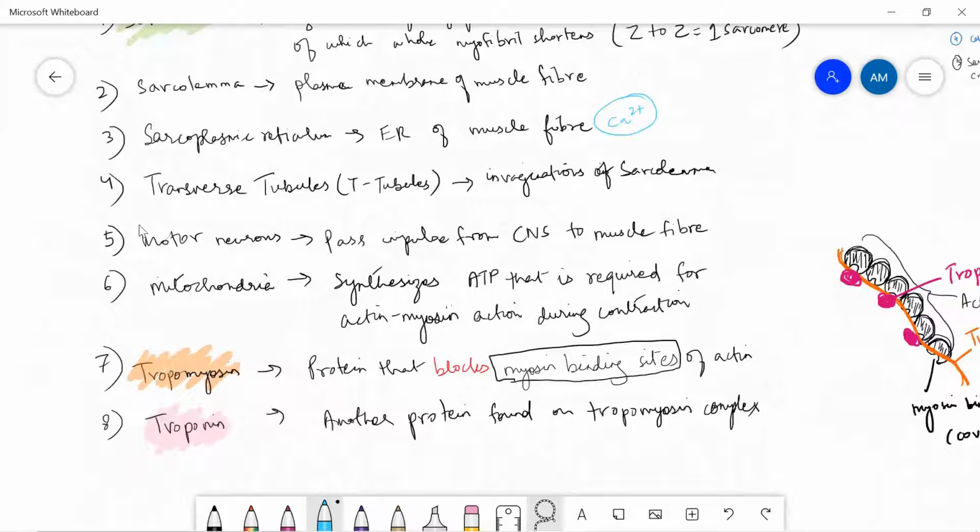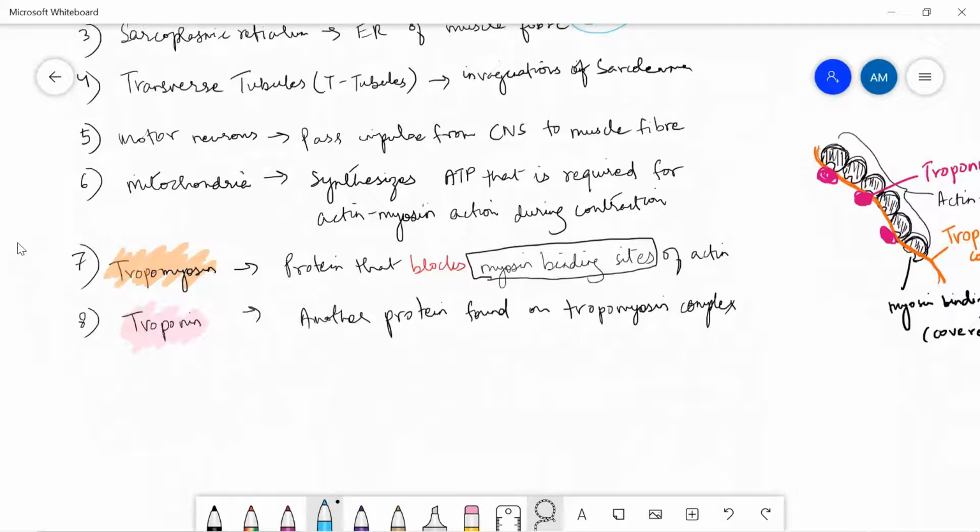Another important component of muscle contraction is the motor neuron. If the motor neuron is not there, then action potential won't reach the muscle and the muscle won't contract. So motor neuron basically passes the electrical impulse from the central nervous system, brain or spinal cord, to the muscle fiber. Mitochondria is the main organelle which is sandwiched between many myofibrils, and its job is to synthesize ATP. Those ATP will help in formation of the actin-myosin bridge and then sliding of actin over myosin during muscle contraction.